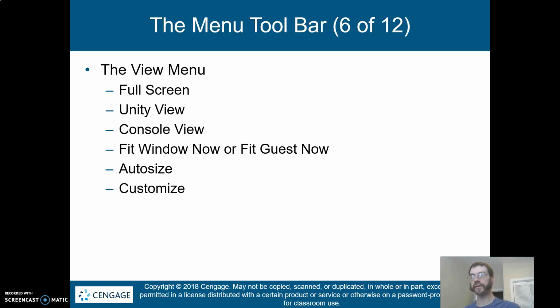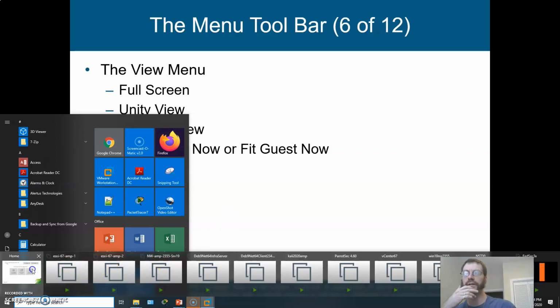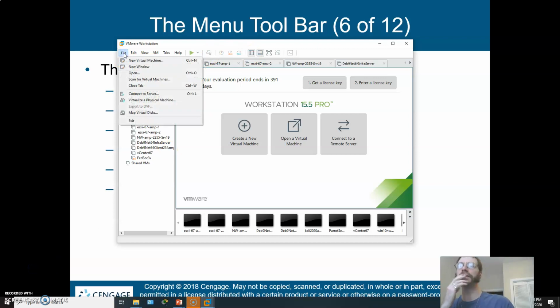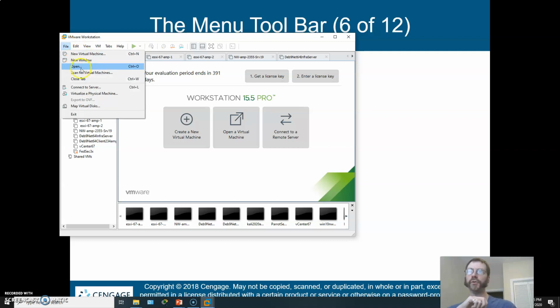Actually, let's look at that one right quick. So here we go. Let's look at what it looks like now. So we've got file. You can look at your files, make a new window, make a new machine, open one, scan for virtual machines. This will be your option to add things to the library. Close a tab, connect to a server, a vCloud server or a local ESXi host.